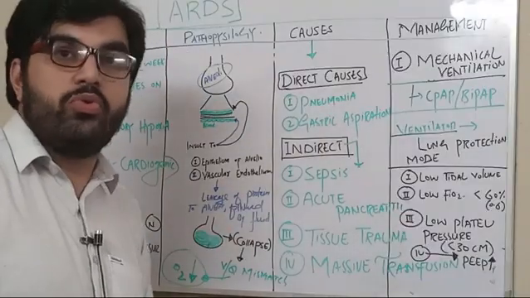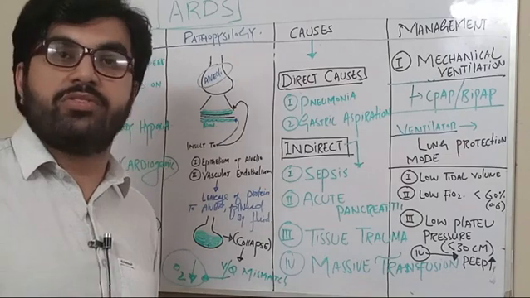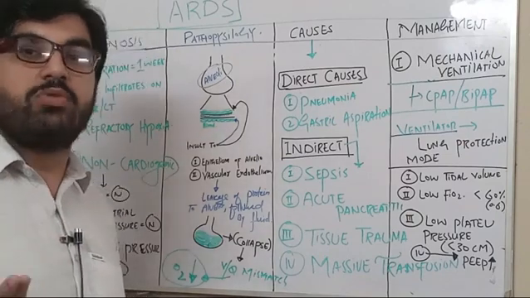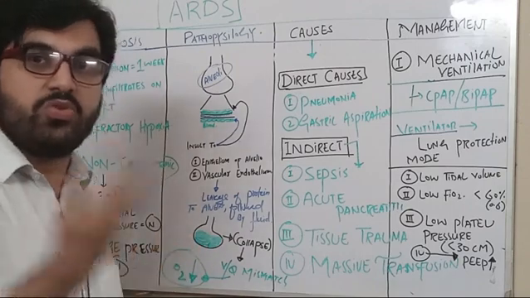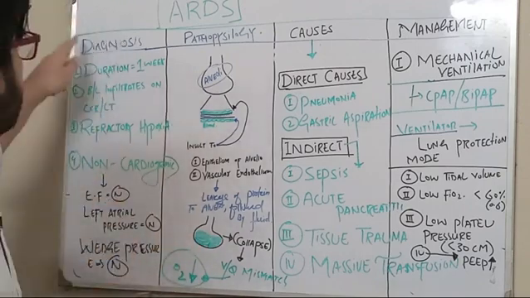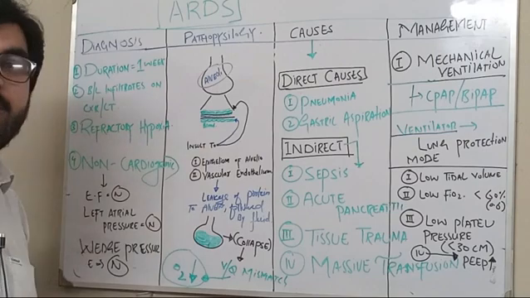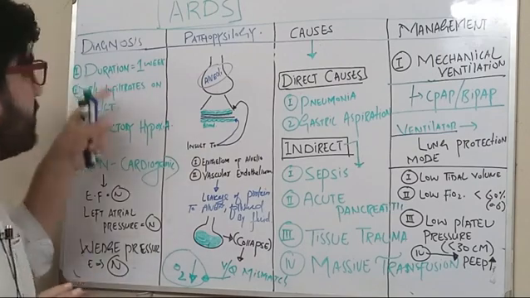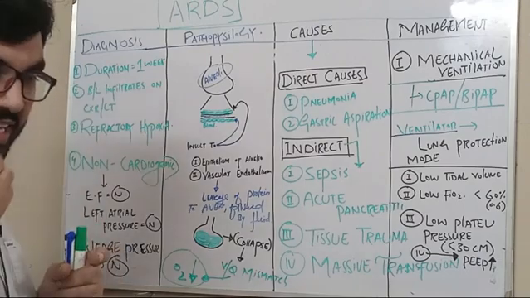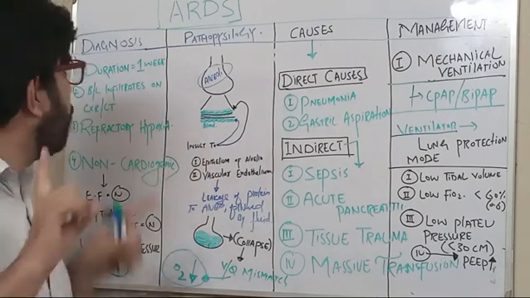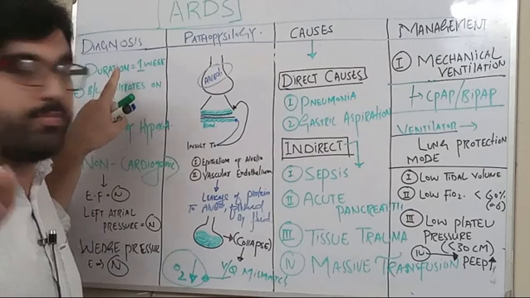So, how do you diagnose ARDS? There is a criteria we must know about. It is very simple, very easy to diagnose ARDS. There are 4 points, called the Berlin criteria. Point number 1, it is acute in onset. The insult that leads to ARDS is acute, with a duration of 1 week.